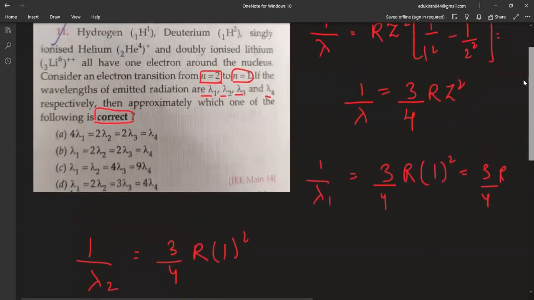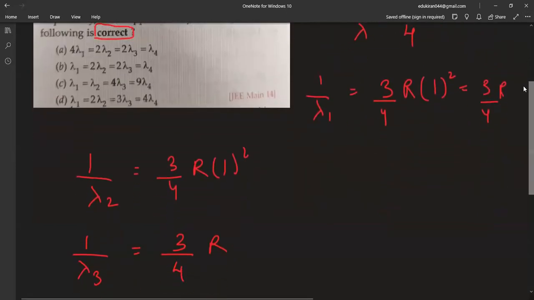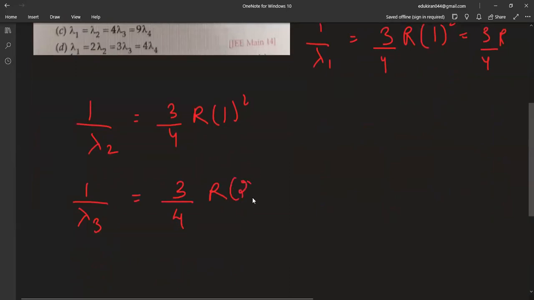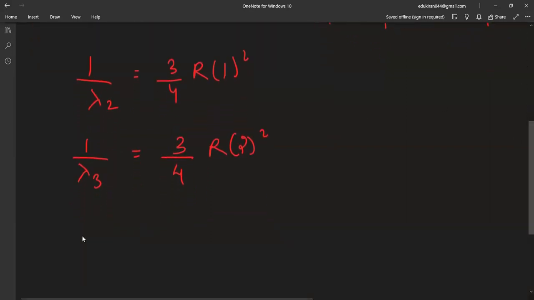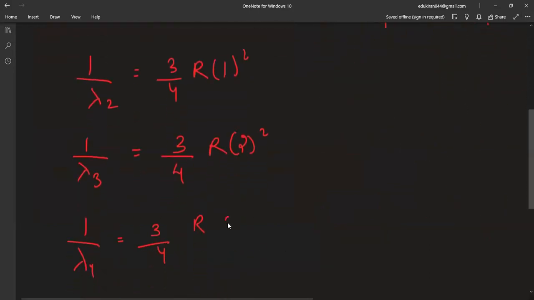What is the next element that we have? Singly ionized helium. That is z is equal to 2. So this becomes 2 square. Understood? Now, when we are talking about lambda 4, 1 by lambda 4 is equal to 3 by 4 R into, what is the last one? Lithium. Lithium is 3. So, we can write this as 3 squared.